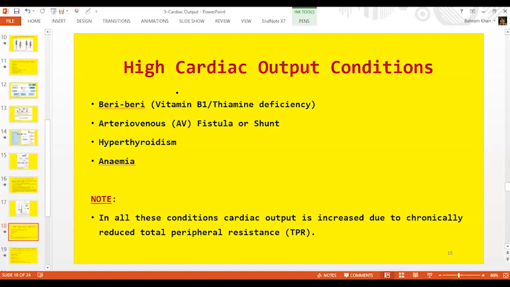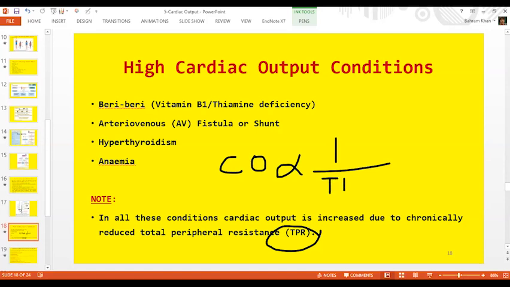The pumping ability is abnormally increased. Why is there an increase in the cardiac output? Because of a decrease in the total peripheral resistance. Remember, cardiac output is inversely proportional. This is not a standard formula, but it is for the sake of understanding. There is an inverse relationship between cardiac output and TPR, total peripheral resistance. So whenever the resistance in the peripheral vessels is reduced, this will increase the cardiac output, and vice versa.